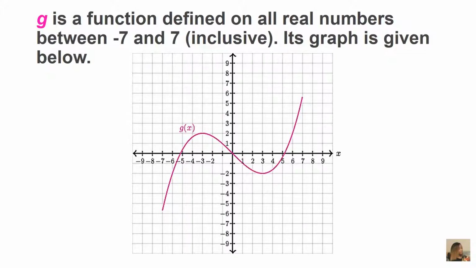G is a function defined on all real numbers between -7 and 7 inclusive. An inclusive range of numbers includes the first number, which in this case is -7, and the last number, which in this case is 7, and all the numbers in between. It's important to make this distinction because some functions are non-inclusive, meaning that there's a hole at the boundaries, which in this case are -7 and 7.